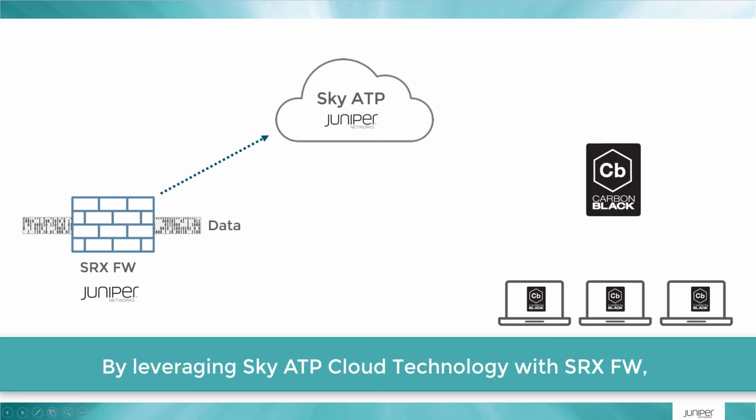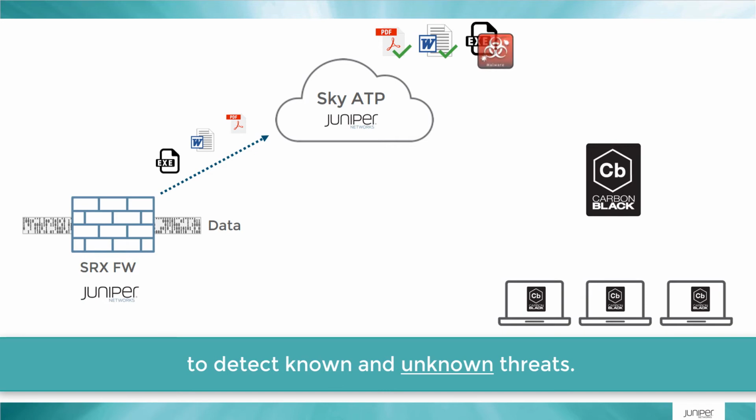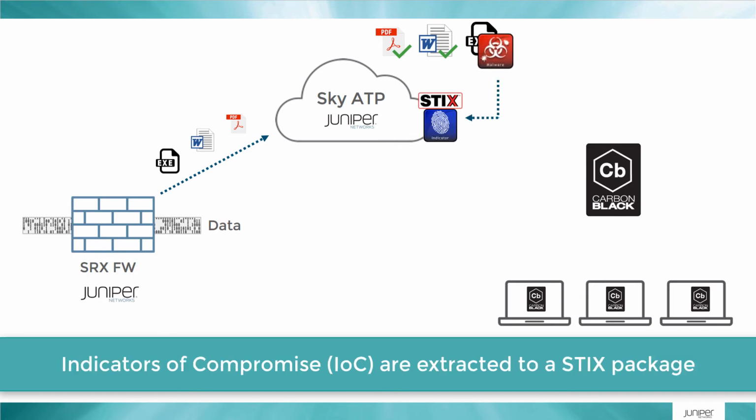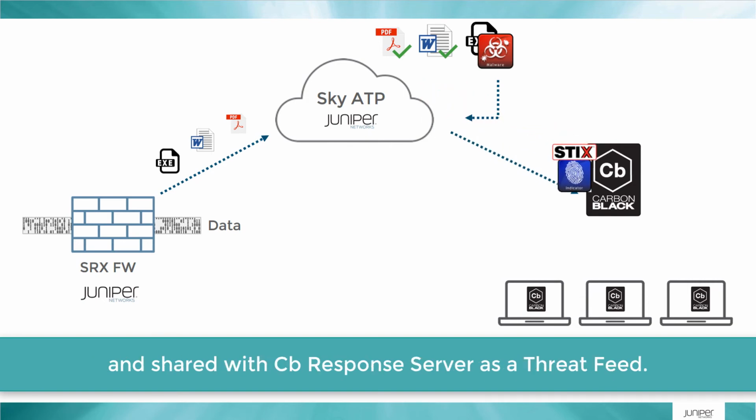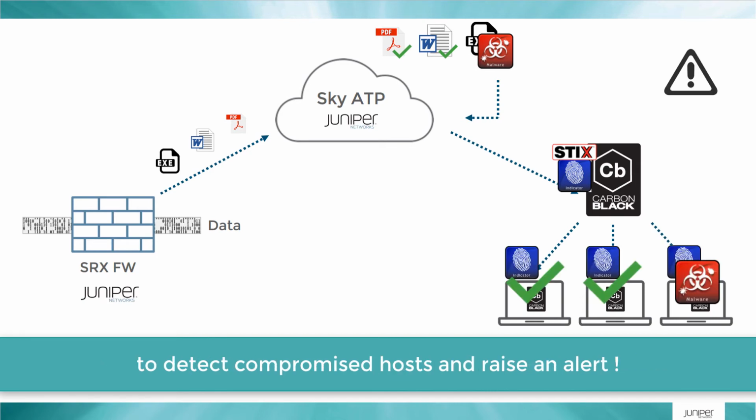By leveraging SkyATP Cloud technology with SRX Firewall, SRX can dynamically decrypt and inspect traffic to detect known and unknown threat. Indicators of compromise are extracted to a STIX package and shared with CB Response server as a threat feed. It can compare IOC reports against all managed endpoints to detect compromised hosts and raise an alert.